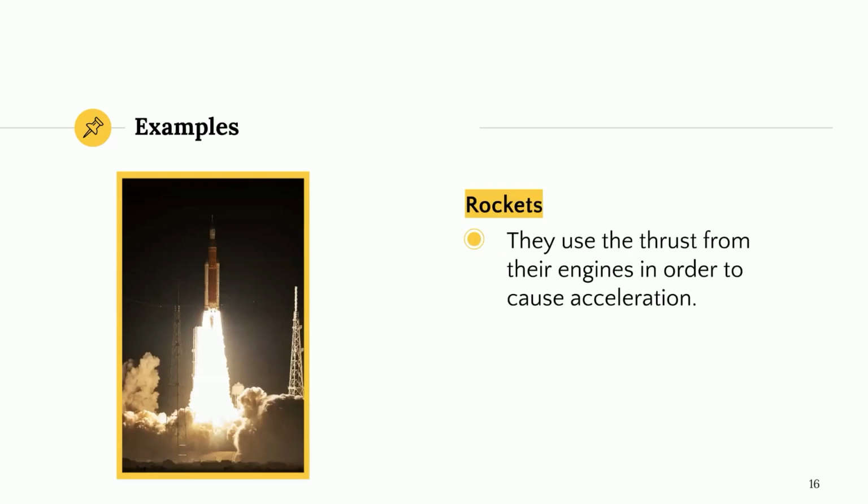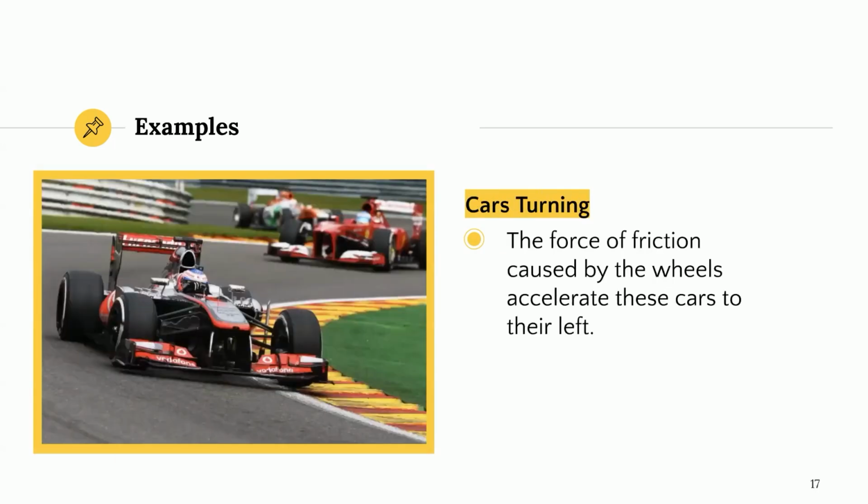Some examples here are rockets. They use the thrust from their engines in order to cause acceleration so they go upwards. If we didn't have acceleration, we'd have no control over the rocket, it'd just sit there. Also for cars turning, the force of friction caused by the wheels accelerates these cars to the left. If you didn't already know this, the way cars turn is that the actual friction of the wheels turns the car. It's somewhat interesting because you don't really think about it very much.